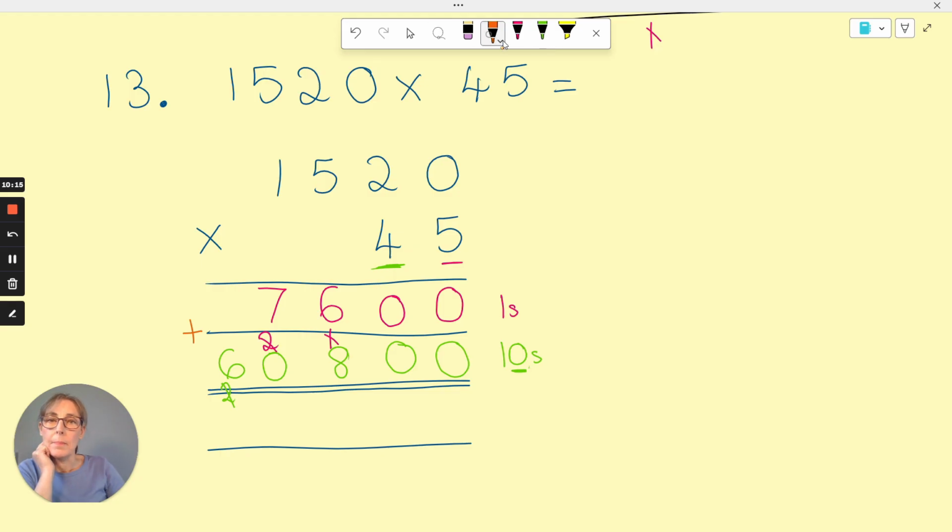Let's add them up. 0 plus 0 is 0. 0 plus 0 is 0. 6 plus 8. Oh, I'm going to do it the other way. 8 plus 6. Well, 8 plus 2 is 10. Add another 4 is 14. 7 plus 1 is 8. And 6. So 68,400. Let's check.